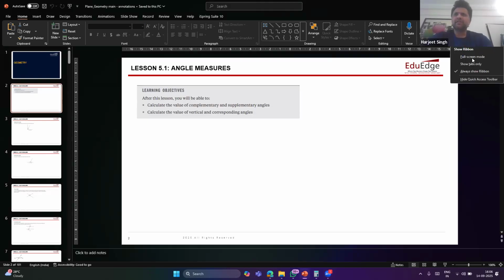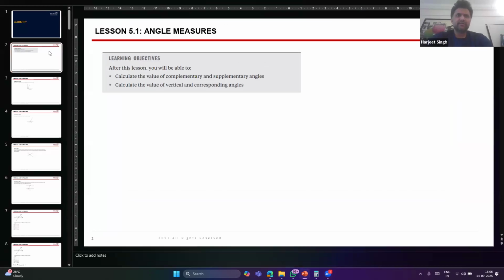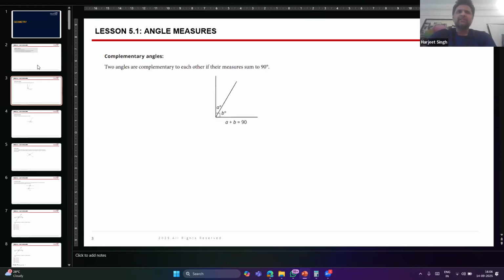Okay, today we'll do geometry. We'll start with basics and build it up. So some concepts related to angles. Two angles are said to be complementary if their sum is equal to 90. So in this diagram, A and B are adjacent angles and their sum is 90, so they are complementary to each other. So the angles have to be adjacent to each other. So that is the precondition.